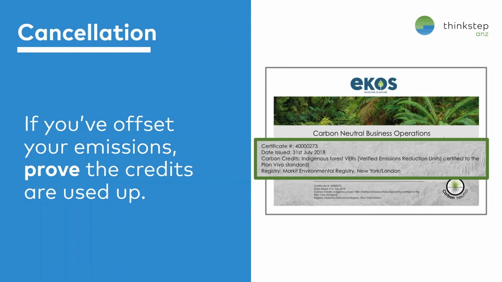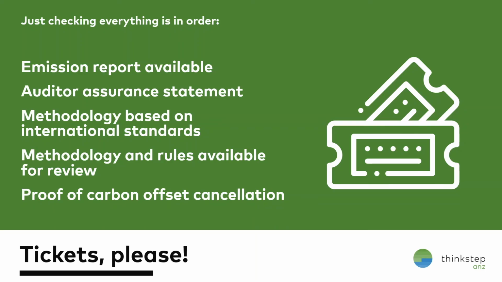And lastly, the cancellation, it really shows here where that has it pinned. So under the Market Environmental Registry in New York and London, this certain number of credits have been cancelled. So you need to prove that your credits have been eaten up. So just checking everything in order, like the conductor, tickets, please. Your emission report is available. You have an auditor assurance statement. Your methodology is based on international standards. Your methodology and rules are available for review, and you have proof for the cancellation. And if all that's the case, your tickets are valid and you can move towards zero carbon.